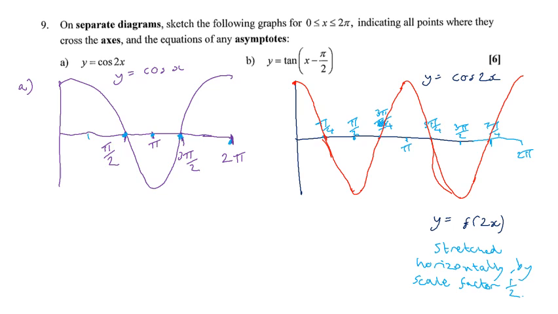So all that's happened is the graph has been squished in, and then it's been repeated more. Just to make it really clear, we're asked to indicate all points where they cross the axes.